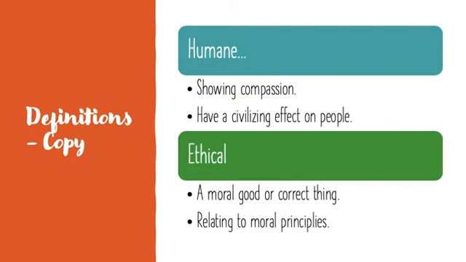So the definitions are: humane. Are things showing compassion or having a civilising effect on people? Are they making people's life harder? That would be not humane. A definition of ethical: are things morally good or morally wrong? Or are they the correct thing for people to be doing, and relating to a moral principle?